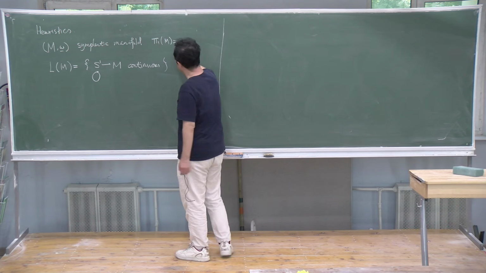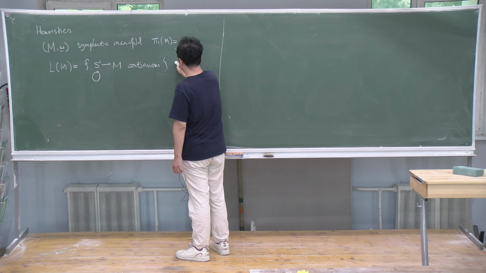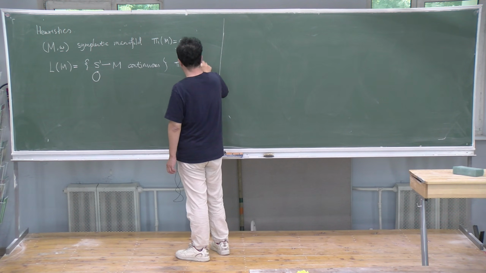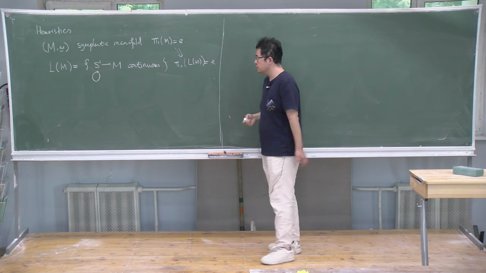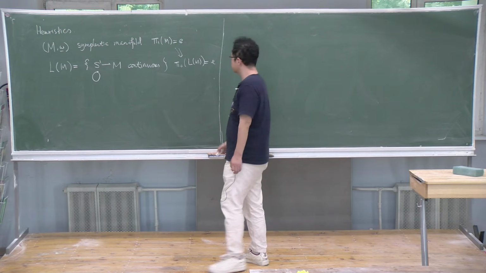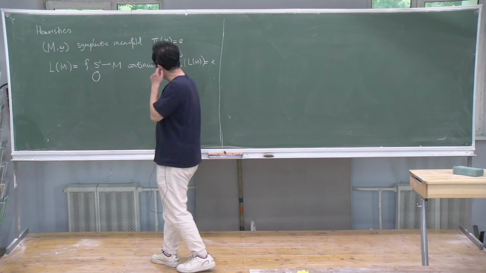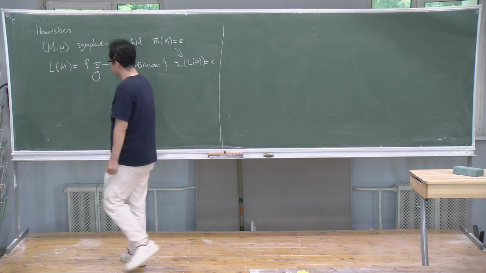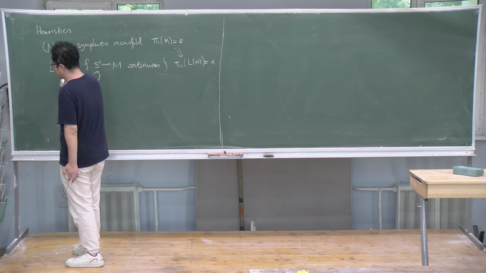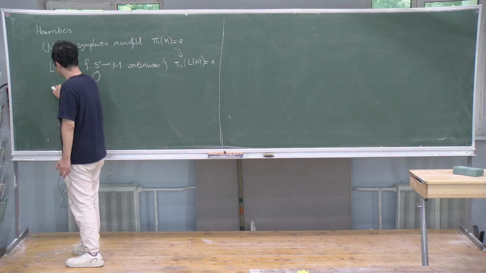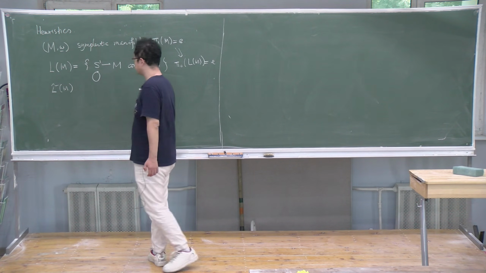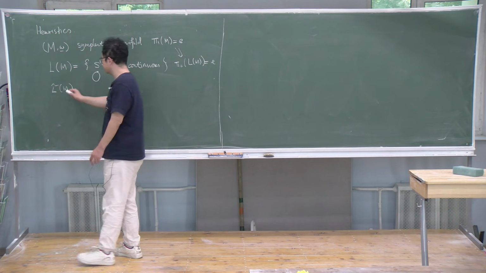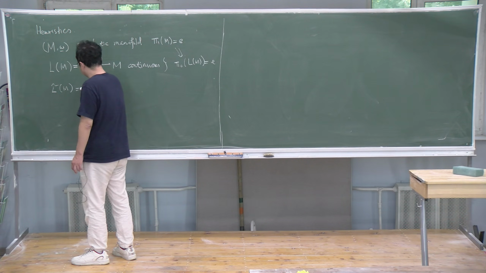Now, because of this condition, pi 0 of LM is also trivial, so it's connected. Then I want to make this simply connected, so I pass to the universal cover of this space.